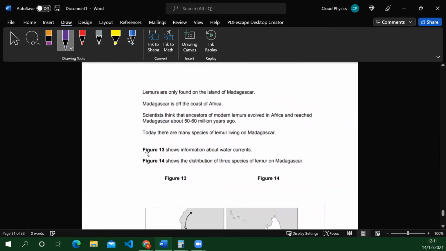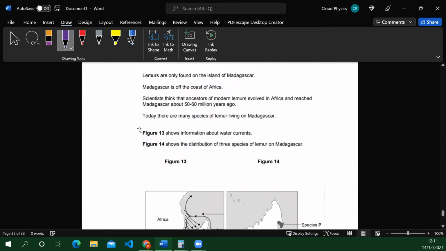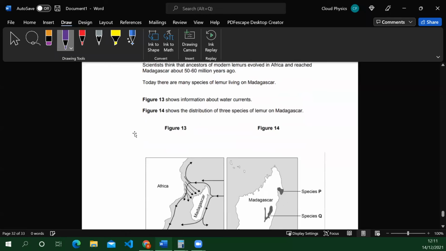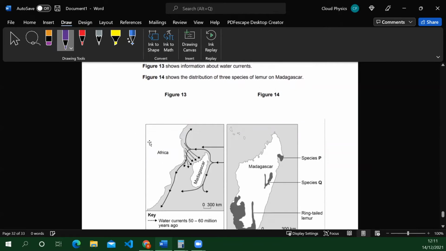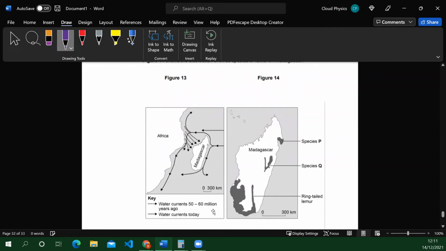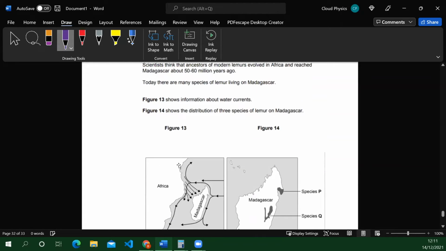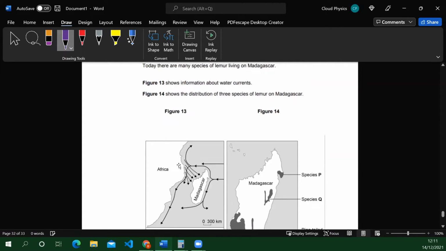Right, lemurs are only found in the island of Madagascar. Madagascar is off the coast of Africa. Scientists think that ancestors of modern lemurs evolved in Africa and reached Madagascar about 50 to 60 million years ago. Today, there are many species of lemur living in Madagascar. Figure 13 shows information about water currents. Water currents 50 to 60 million years ago are dotted. Water currents today.